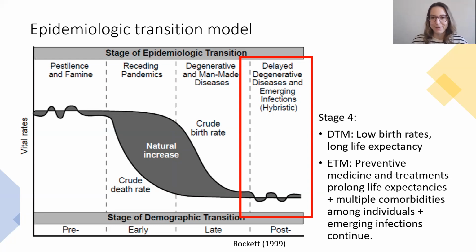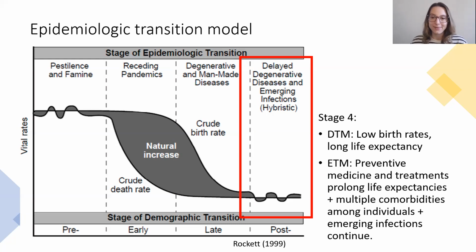So you start to see people with more comorbidities. They might have different chronic diseases ongoing at the same time. And as you can imagine, that might also impact people's susceptibility to infectious diseases. So in this stage of the epidemiologic transition model, emerging infections do start to make a small comeback in portions of the population.